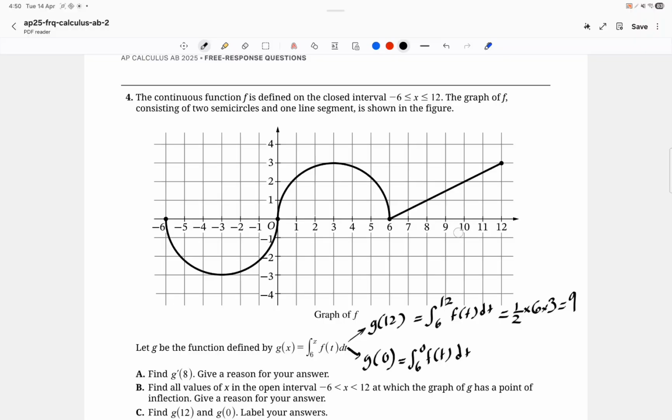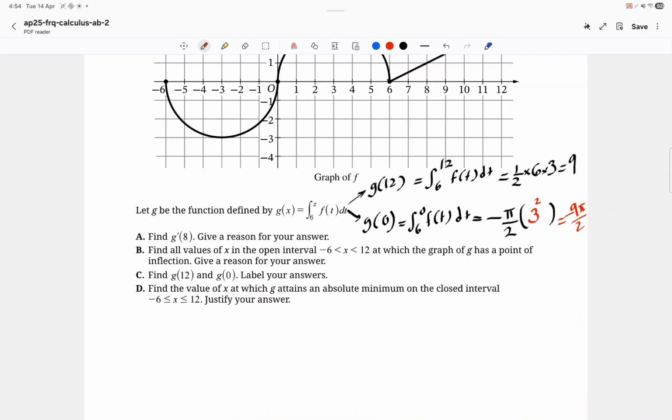Now, from 6 to 0, you're going to have to go back, or left. And if you go left, you must put a negative sign. That's a semicircle. So pi over 2 r squared. And the r is basically 3. So 3 squared. So negative 9 pi over 2, basically.